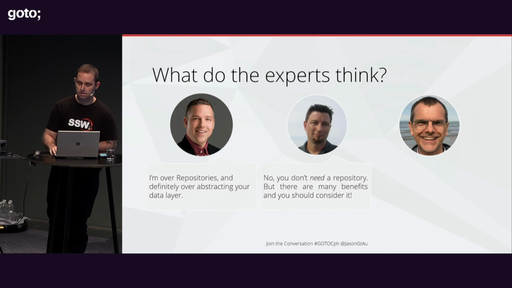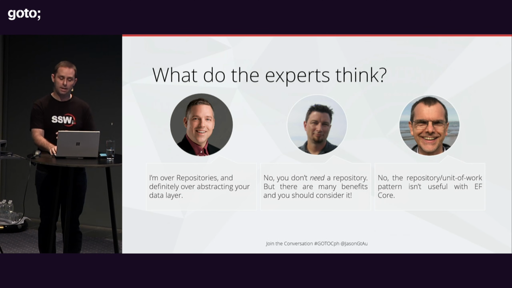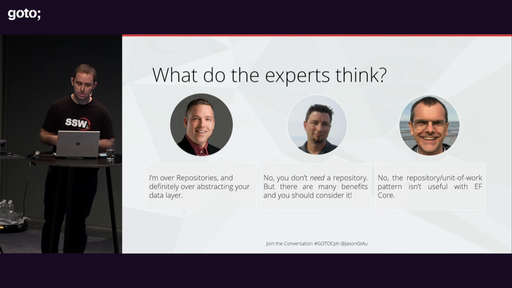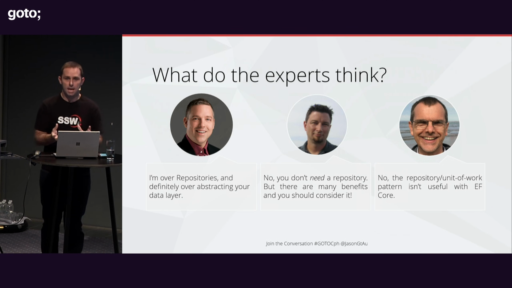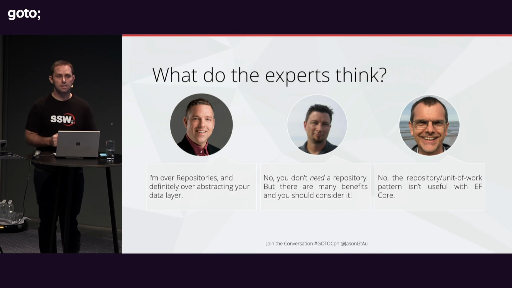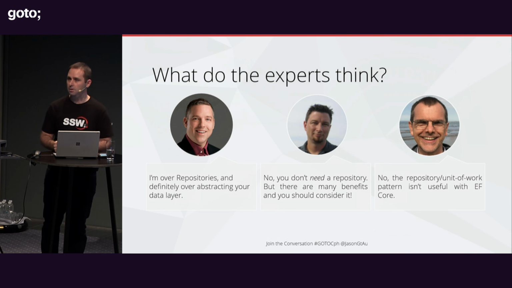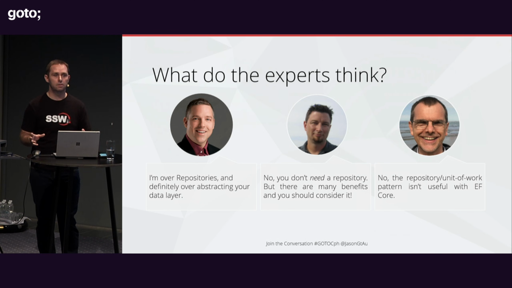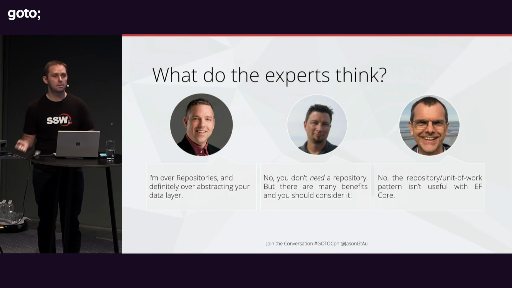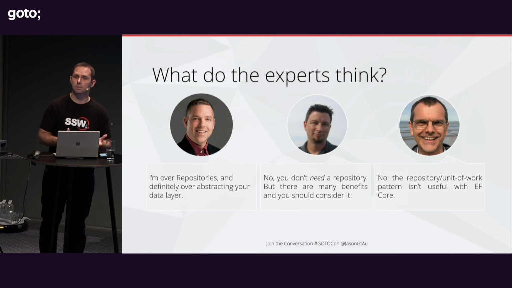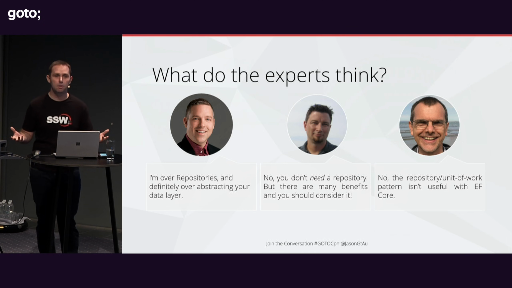Then we have John Smith. So he's the author of Entity Framework Core in Action. And he says, no, the repository/unit of work pattern isn't useful with EF Core. So with that in mind, when the experts don't agree, what should we do? Well, it's really simple. We just need to remember that the repository and unit of work is just design patterns. If it solves a problem we have, that's great, use it. If it doesn't solve a problem you have, then don't use it, because that would just introduce unnecessary complexity.